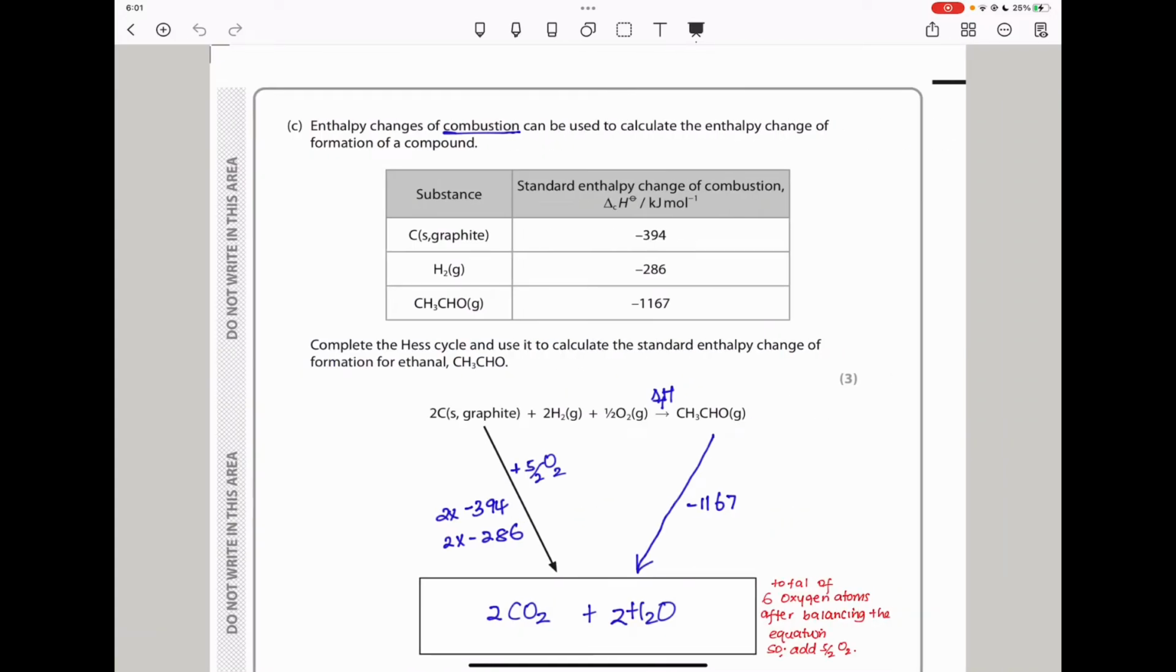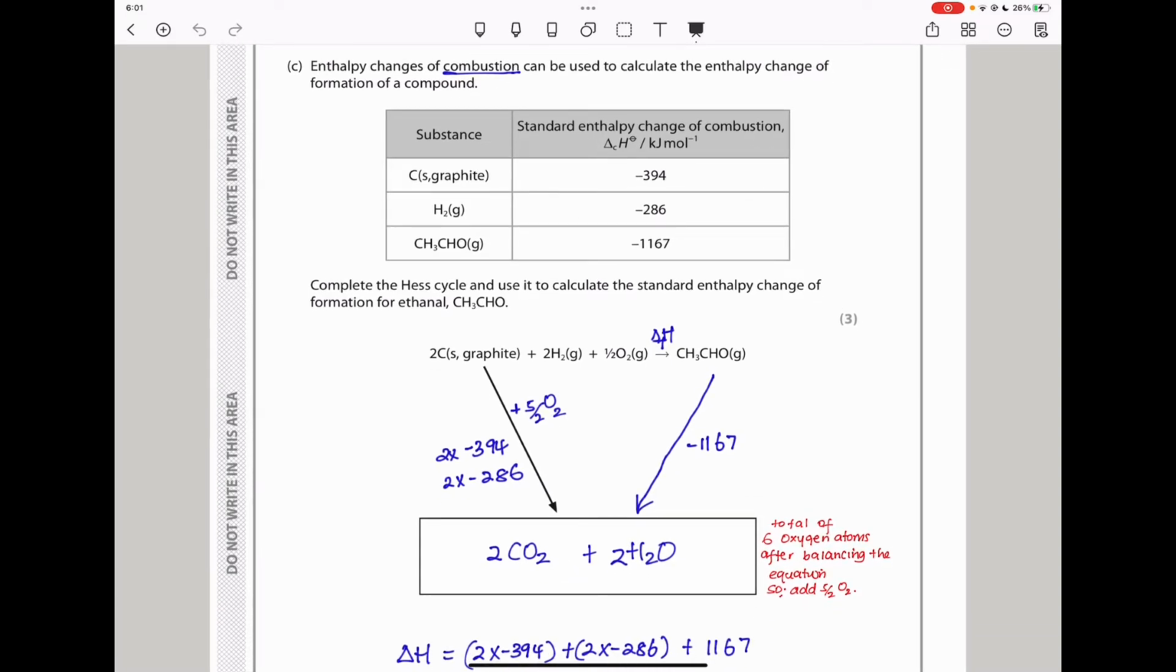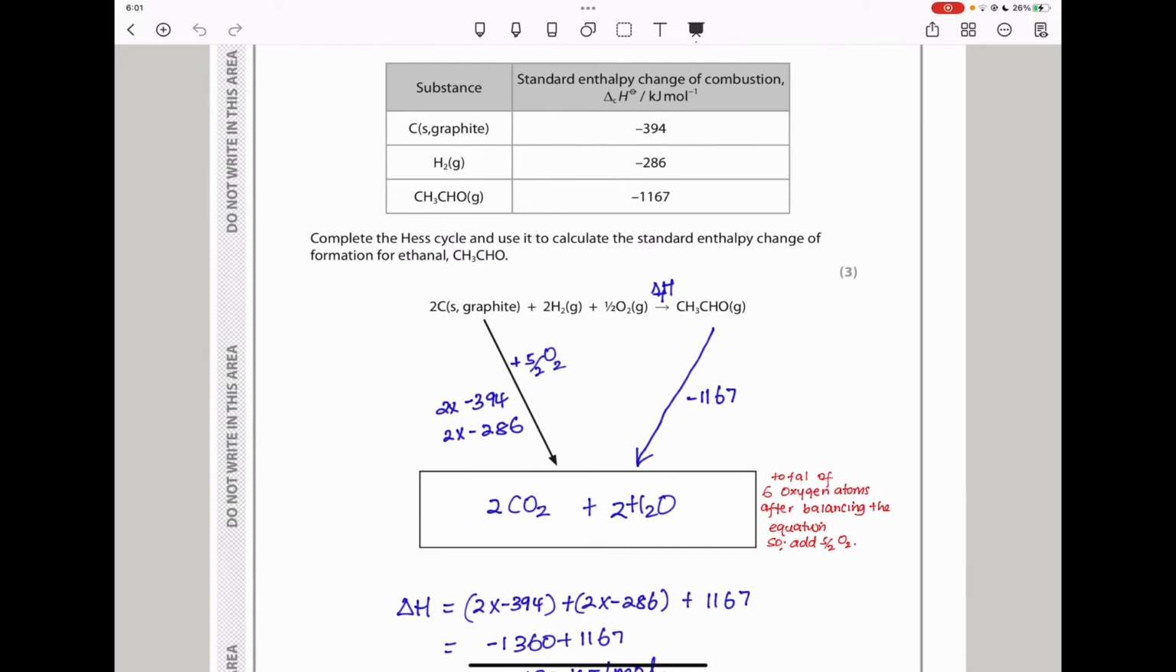Here they say enthalpy change of combustion can be used to calculate the enthalpy change of formation of a compound. So here we have the information in the table. They want us to use this data here and the Hess cycle here to be able to calculate the enthalpy change in question. They said complete the Hess cycle and use it to calculate the standard enthalpy change of formation of ethanol. Here we are given the elements and we can see they are used to form ethanol. So this is enthalpy of formation of ethanol.